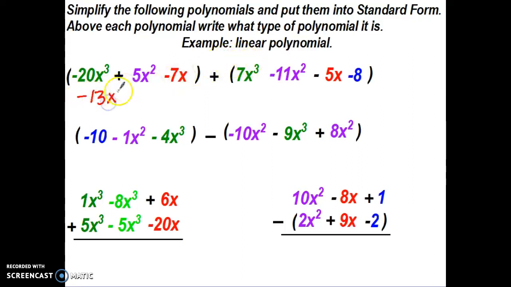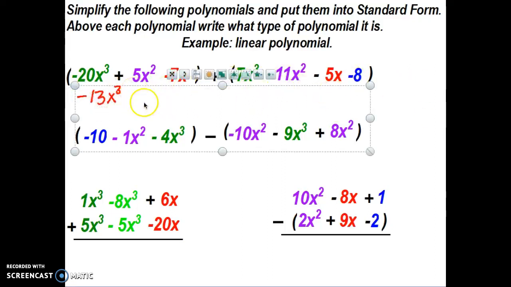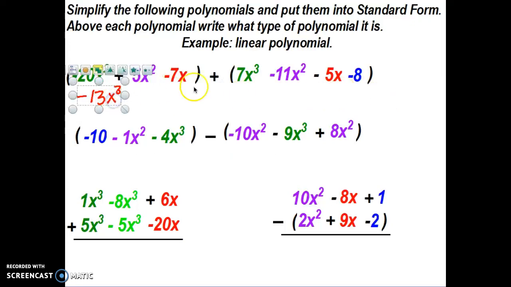No, I'm not going to color code this. X to the third. Maybe just make it black. Make it neutral, have folks feeling better about it. Oh, there we go. Work the magic, Mr. O'Neill. All right, negative 13x to the third, and then 5x squared minus 11x squared gives me negative 6x squared. And then negative 7x minus 5x gives me negative 12x, and then minus 8.